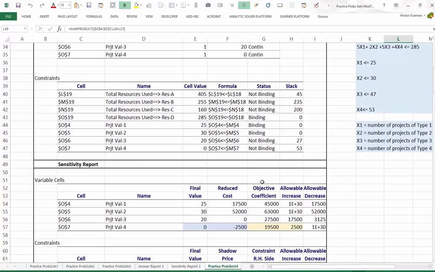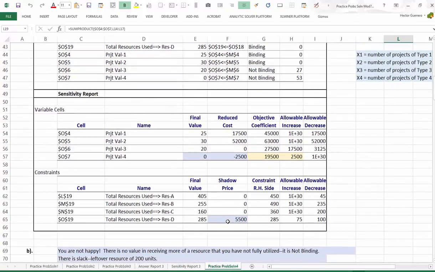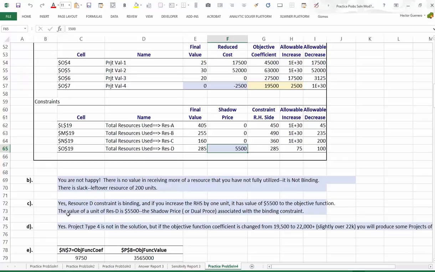So what's the benefit of that? Well, the benefit of that is the shadow price, which is associated with a binding constraint. Only binding constraints have shadow prices. The other three constraints for resources that were non-binding have a shadow price of 0. So a shadow price, or a dual price as it's sometimes called, D-U-A-L, price, is $5,500. So what that means is that for every unit of D that I can add, from 285, let's say, to 286, that will result in a benefit of $5,500 to my objective function. If I had 2 units, that would be 2 times $5,500, or $11,000. So the answer to that question is yes, resource D is binding, and if you increase the right-hand side by 1 unit, it has a value of $5,500 to the objective function.